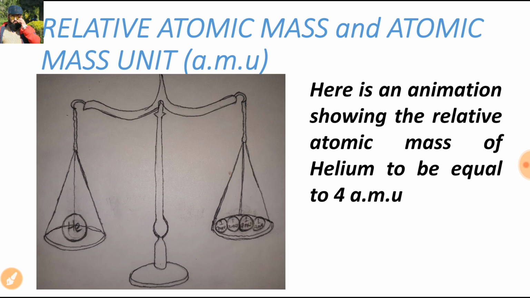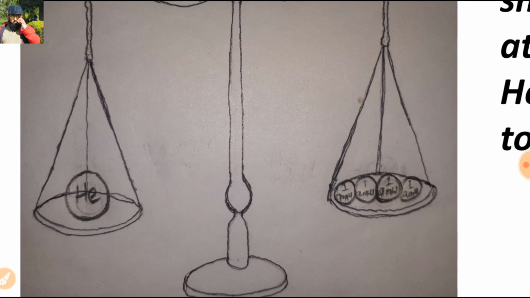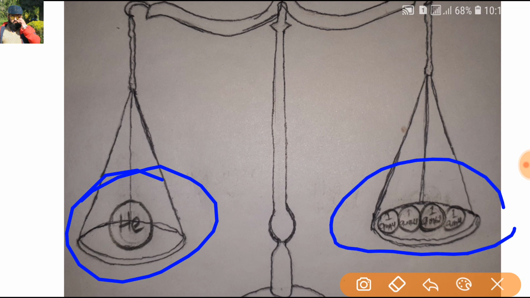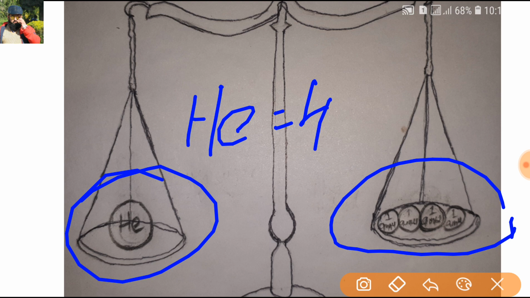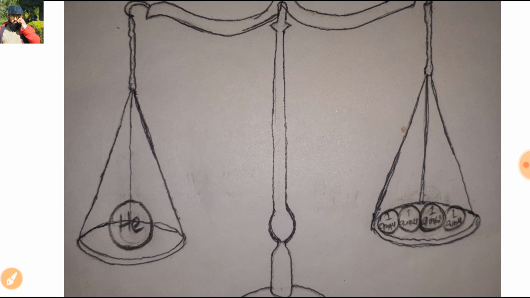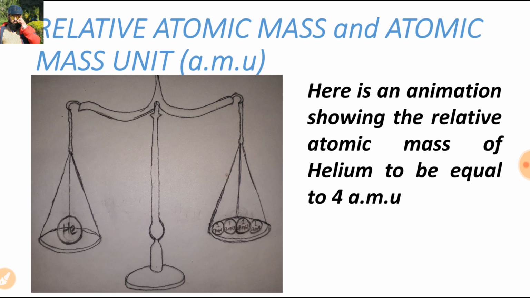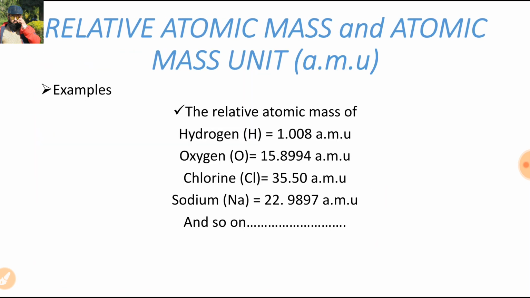Now look at this slide. Here is an animation showing the relative atomic mass of helium atom to be equal to 4 a.m.u. In the physical balance, in one pan we have one helium atom, and in the other pan we have 4 a.m.u's. The standard mass is 4 a.m.u standard mass. So we can say that the mass of helium is equal to 4 a.m.u. That is how we take the relative atomic masses of atoms, and that is why we call them the relative atomic masses.